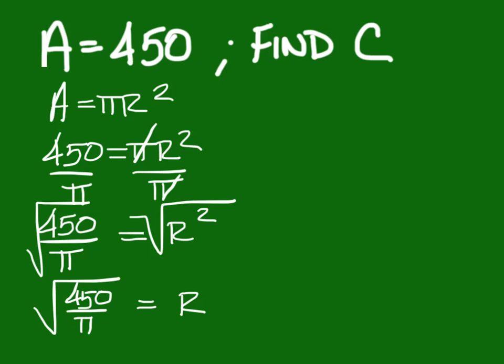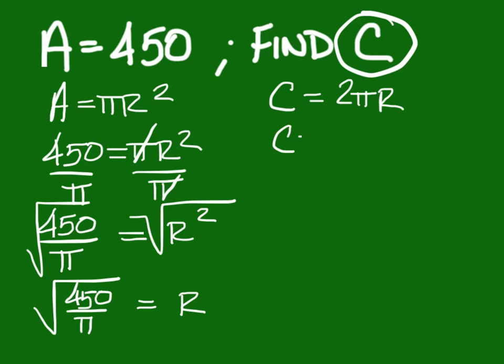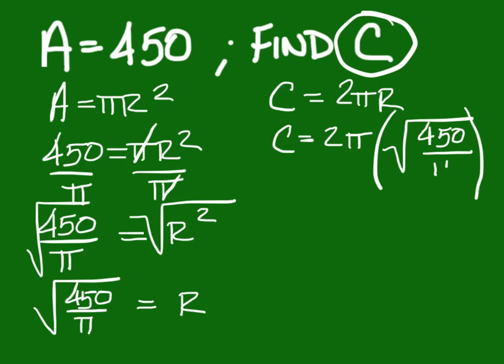You are finding C, and the formula for C is 2 pi r. So keep the 2 and the pi, and then multiply by what you found for r, which is the square root of 450 over pi. And do the parentheses first. Square root of 450 over pi, and then multiply that by 2 pi. You should get an answer of 75.2.